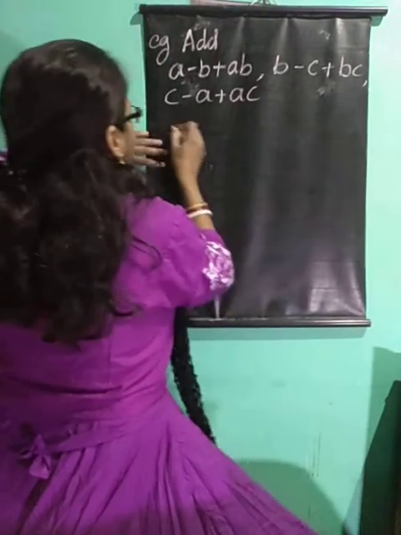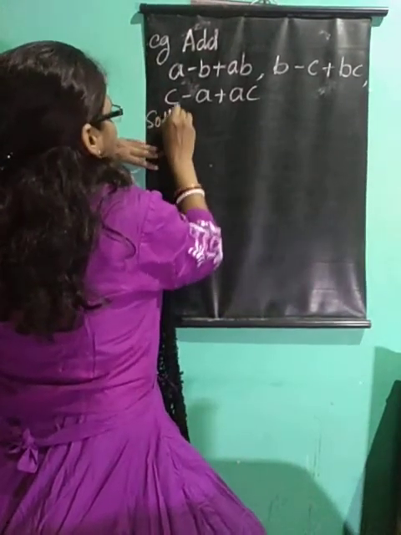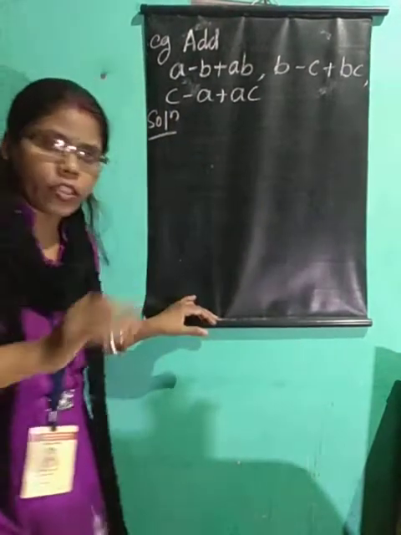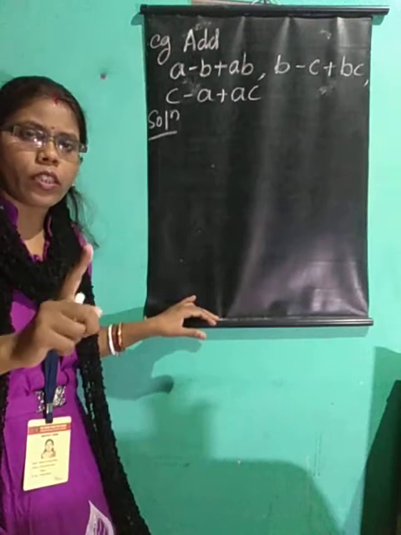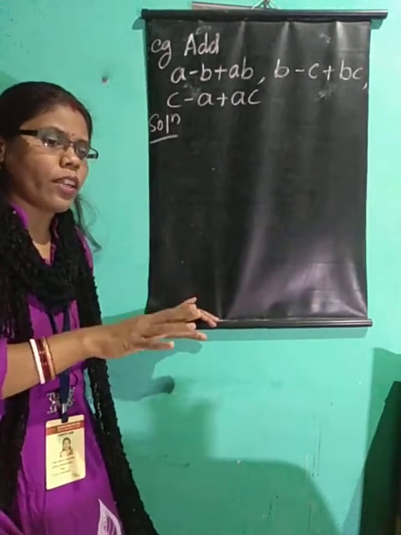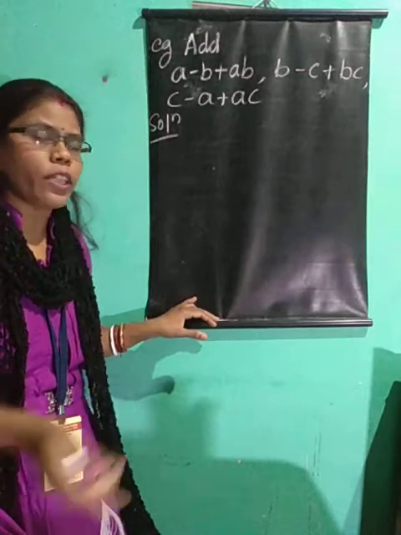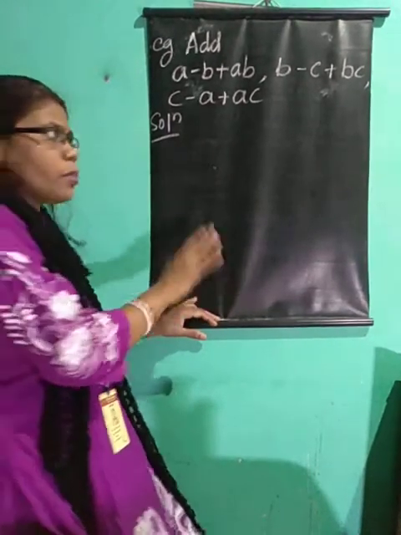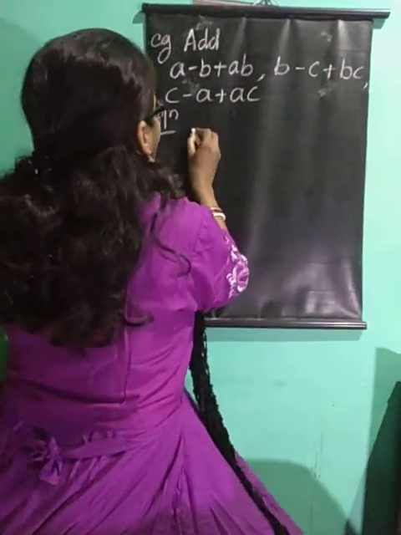Now we have to add these. Okay, so the solution is here. How to add, you can see. We are doing it by the horizontal method, children. There are two methods, vertical method and horizontal method. I am doing it by the horizontal method. Try to understand it properly, because further for simplification this method will be required more.